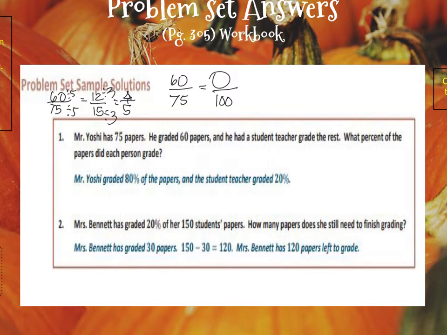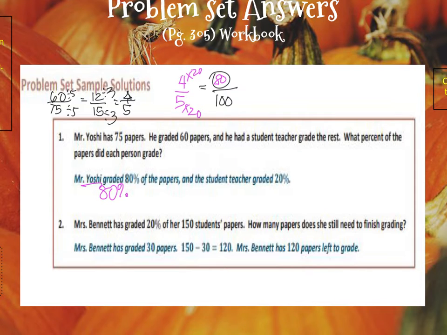So now I'm going to erase this part and then rewrite my 4/5 in here, now that I reduced that, equals something over 100. Well, 5 times 20 gives me 100. And so I'm going to multiply this by 20 and I'm going to get 80%. So he graded 80% of the papers, Mr. Yoshi. But then the student, I'm going to figure that one out too.